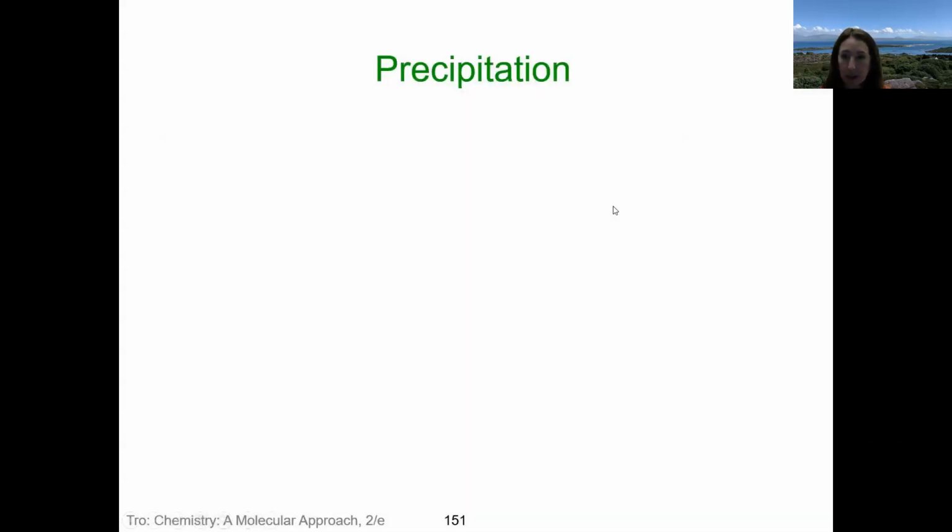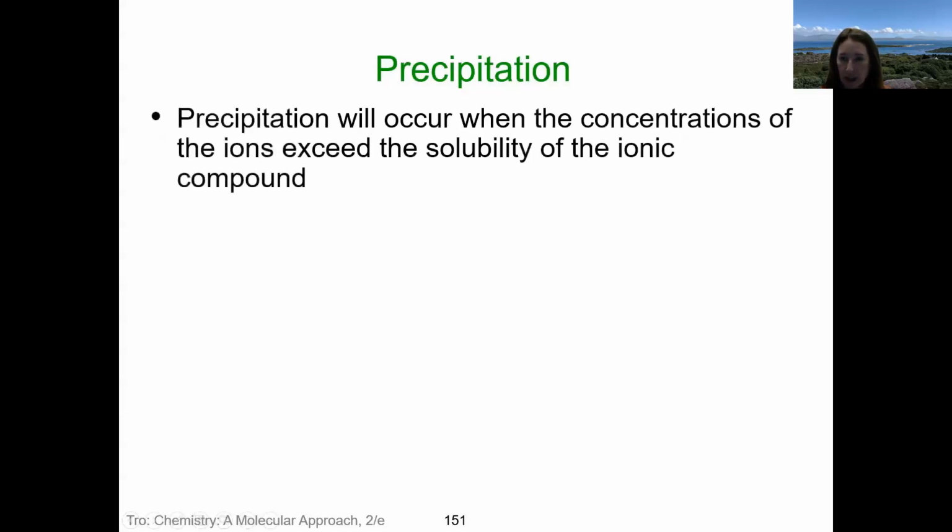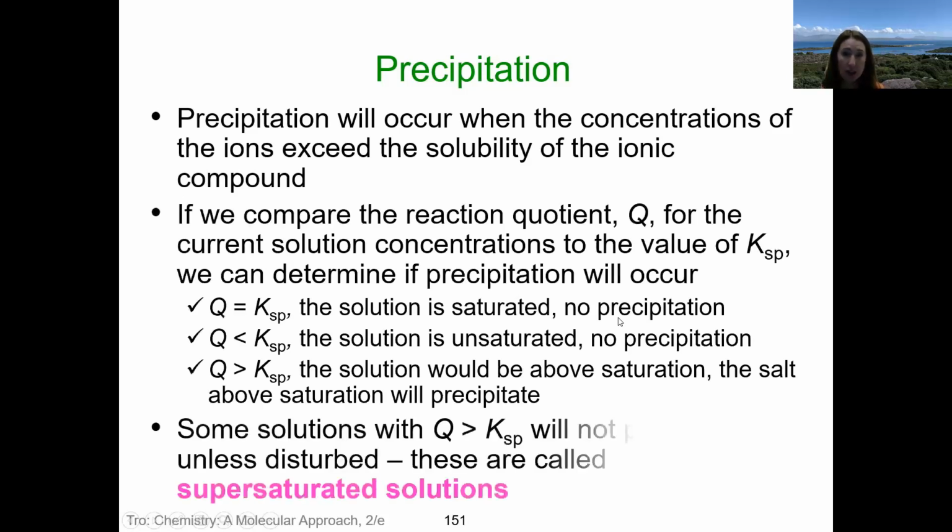Okay, so now let's look at precipitation. And we're actually experiencing this in lab. Literally every time we're in lab, we're doing this exact same thing. So precipitation, making solids, precipitates, occurs when the concentration of the ions exceeds the solubility of the ionic compound. So we need to compare our Q's and our K's.